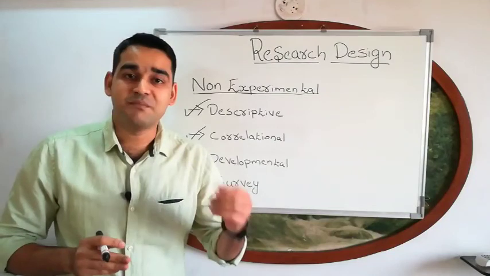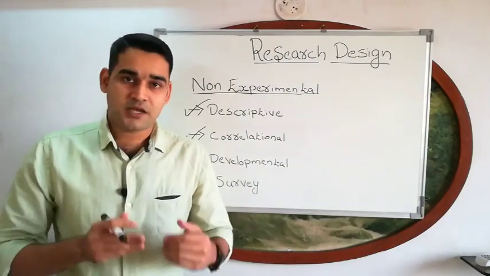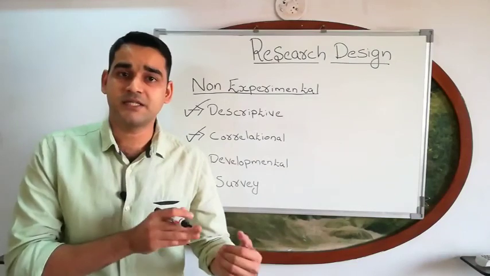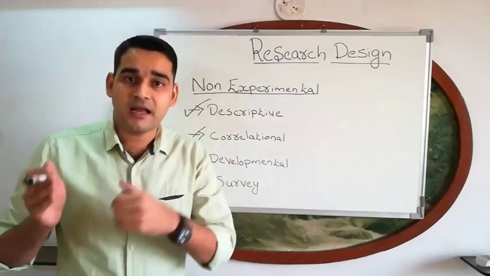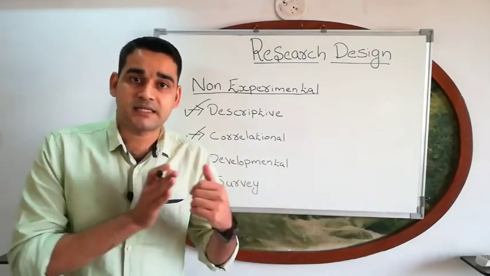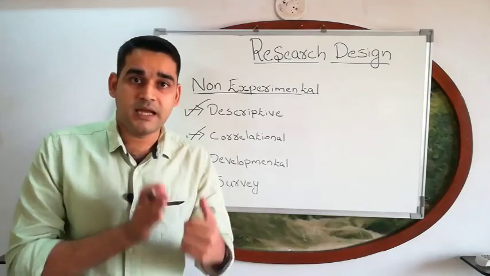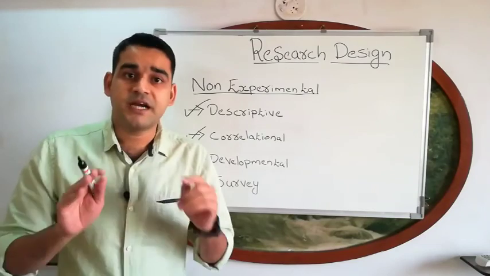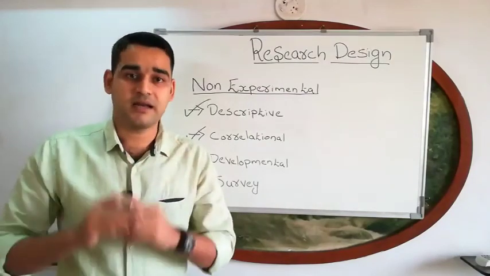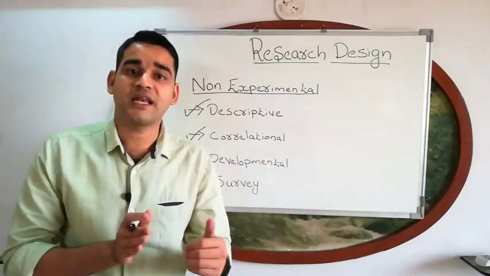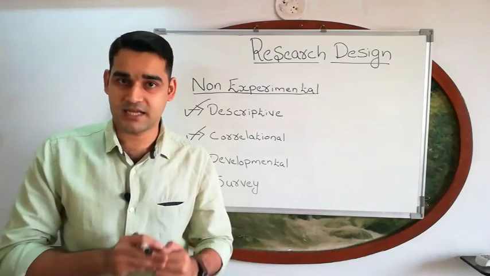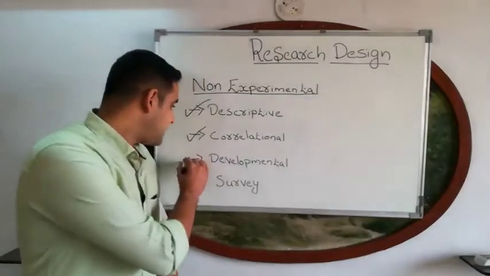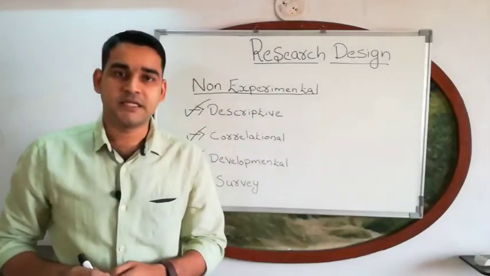I will give you a simple example. Smoking and lung cancer. Is there any relationship between smoking and lung cancer? So the researcher is examining the smokers and whether there is any chance to generate lung cancer. So he is studying the cause and effect relationship. That is correlational research design. Got it? Next one is developmental research design.